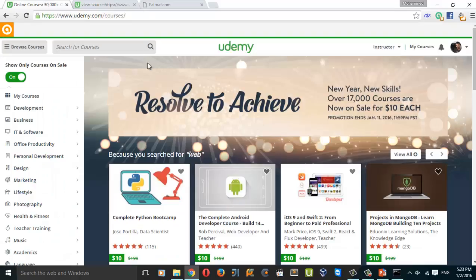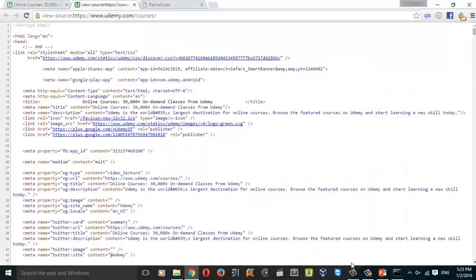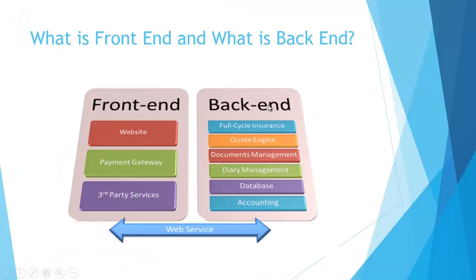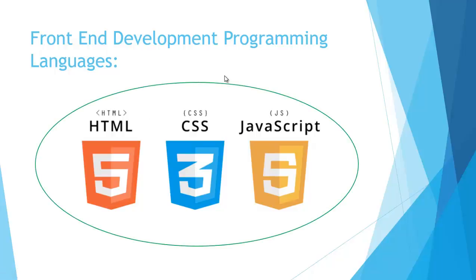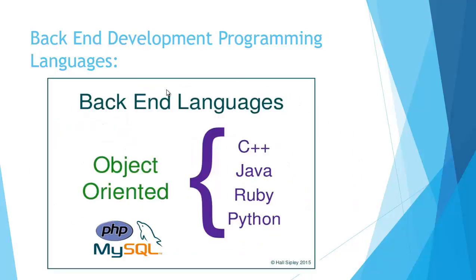The one that customizes the code is the back end. So back end code does not appear to us. It customizes your HTML, CSS, or JavaScript code. Front-end development programming languages: we have HTML5, CSS3, and JavaScript. And in this course, we will talk about them. We'll talk about HTML5, CSS3, and JavaScript.